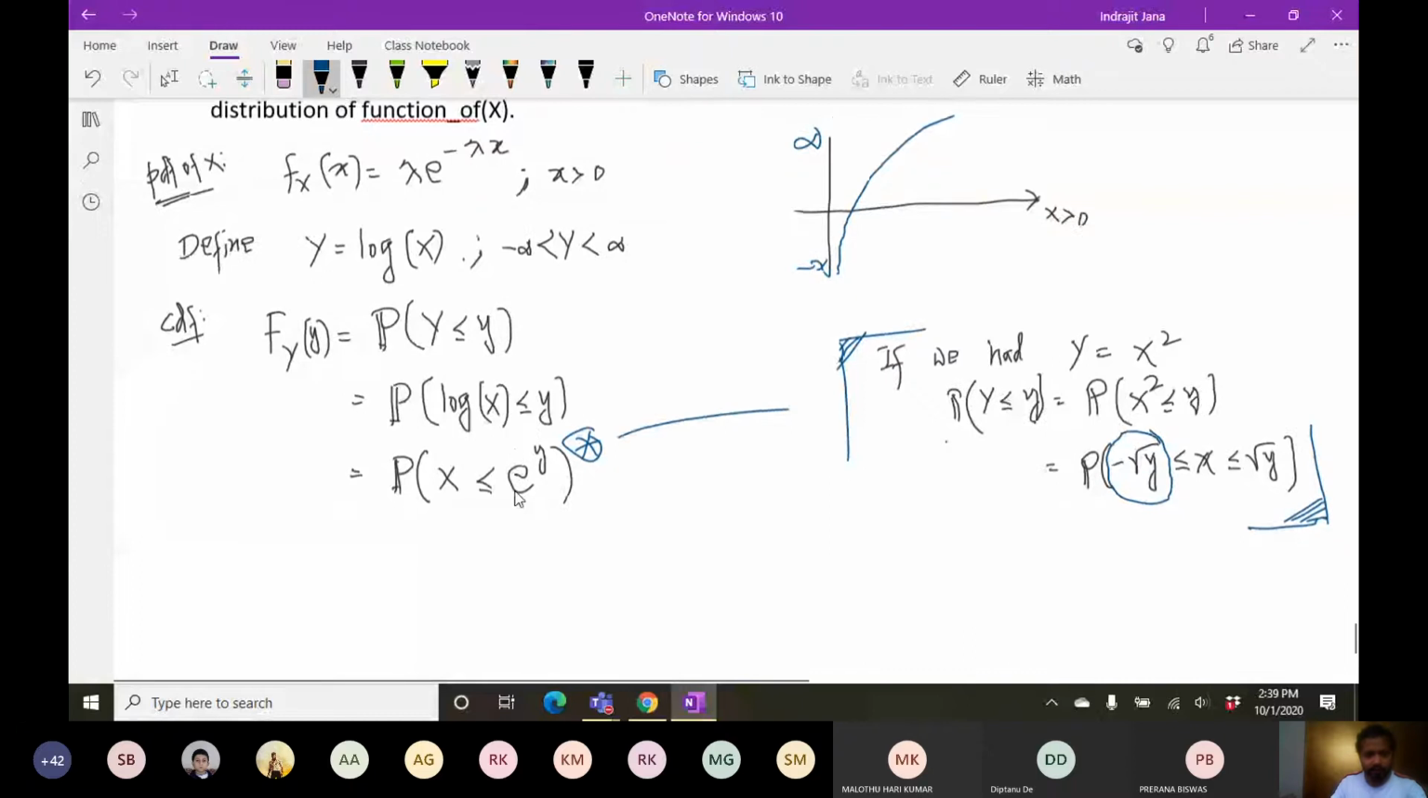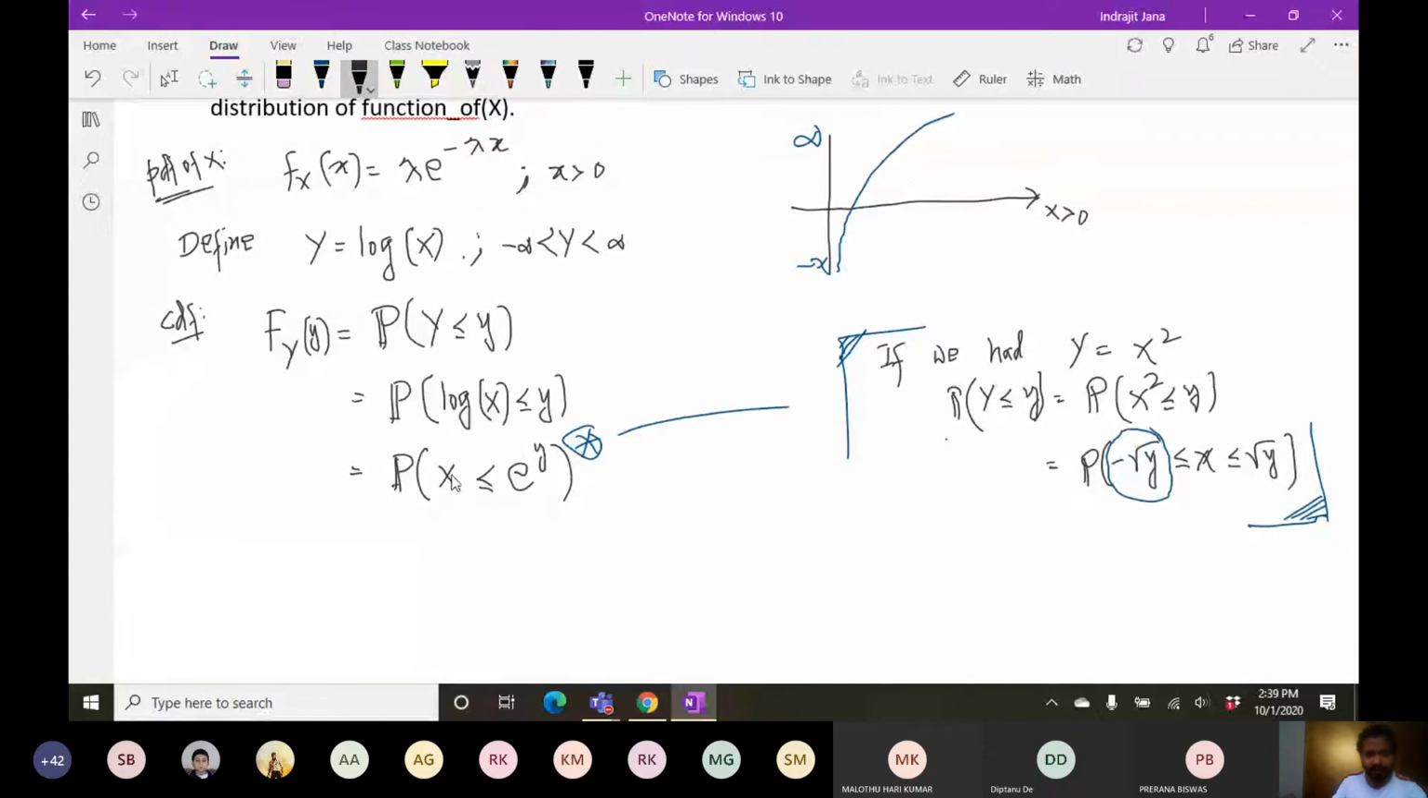Okay. But anyway, in our case, we have x less than or equal to e to the power y, and that probability is simply given by integration from 0 to e to the power y, because we are going to put the PDF of x here. Now, essentially the point is that the problem was in terms of y, which is log x. Now I transformed it back to the problem about x, because we know the PDF of x, right? So we are going to use that.